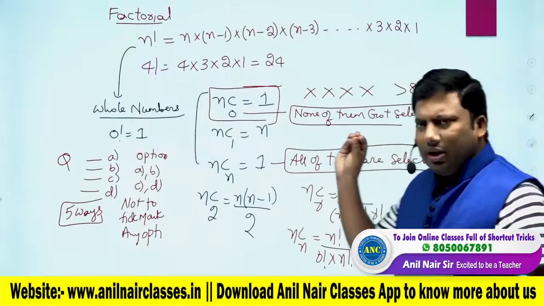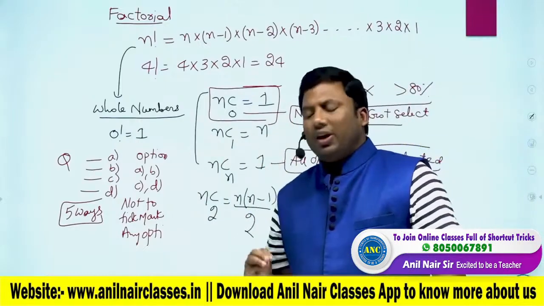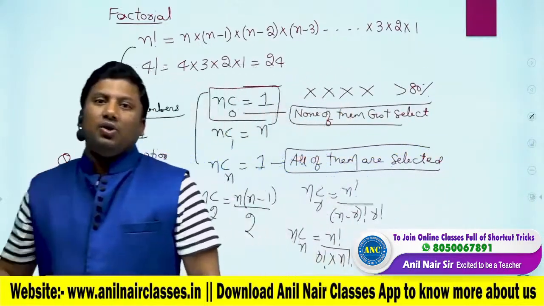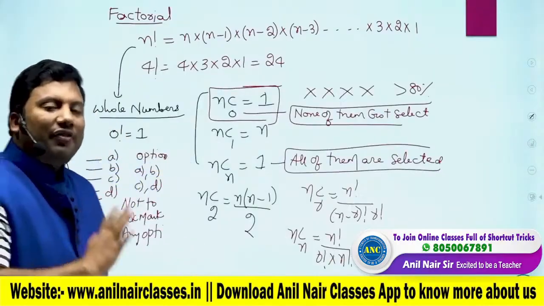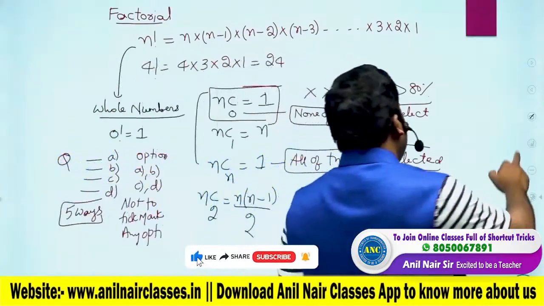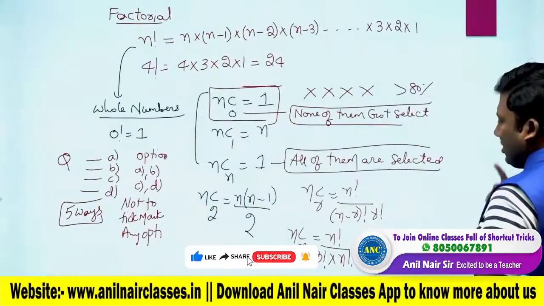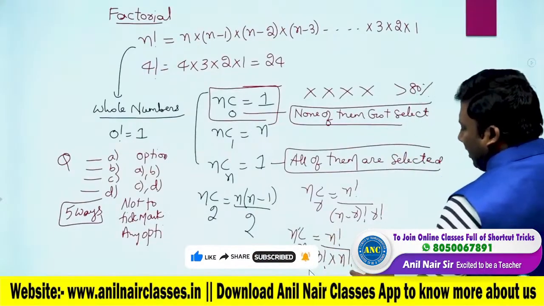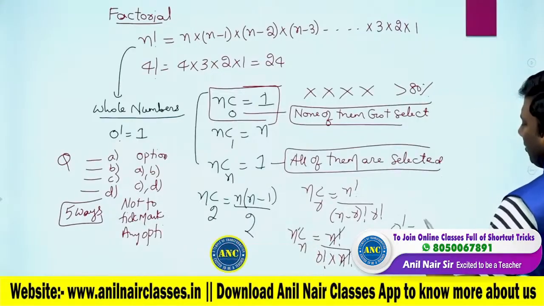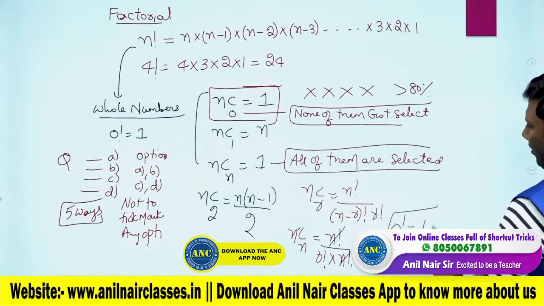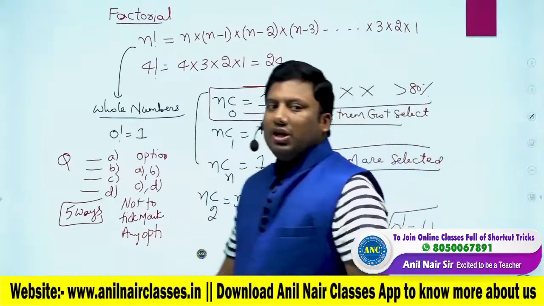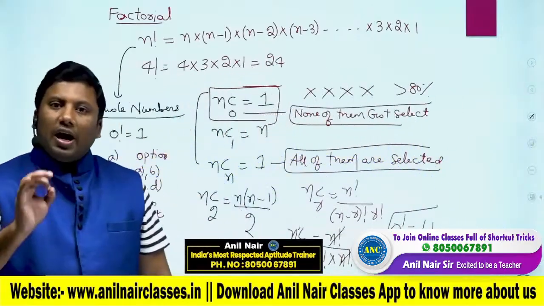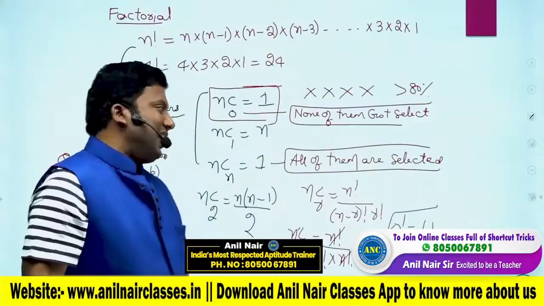When I write 0 factorial equivalent to 1, immediately you should get a doubt. Why should 0 factorial be equivalent to 1? What is the proof behind it? I am discussing the proof. NCN is 1. N factorial cancels out. 0 factorial is equivalent to 1. I hope the mathematical proof is clear to you.